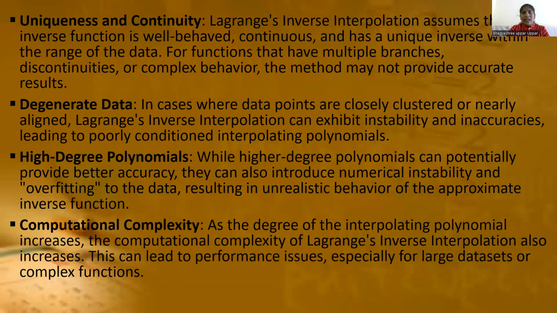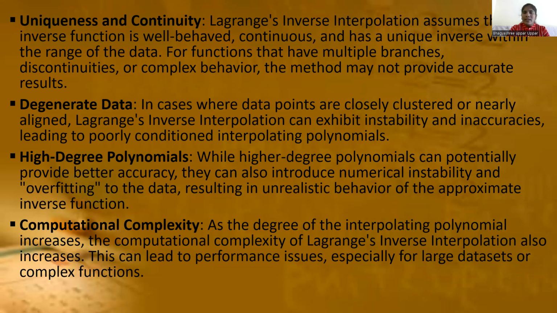Uniqueness and continuity. Lagrange's inverse interpolation assumes the inverse function is well behaved, continuous, and has a unique inverse within the range of data. For functions that have multiple branches, discontinuities, or complex behavior, the method may not provide accurate results. Degenerate data. In cases where data points are closely clustered or nearly aligned, Lagrange's inverse interpolation can exhibit instability and inaccuracies, leading to poorly conditioned interpolating polynomials.